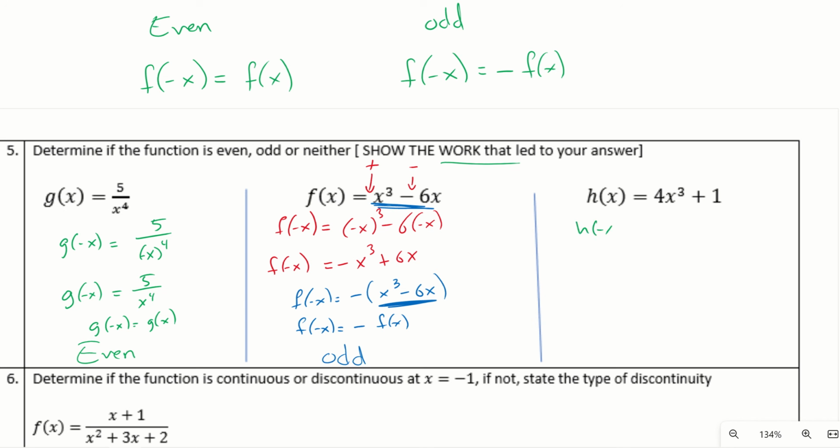Lastly, I have h of negative x, and if I replace or substitute x with negative x, plus 1, I end up with negative 4x cubed plus 1. Now, it kind of looks like it might be like the other one, but if you notice, we started with a positive, and then we're ending up with a negative and a positive, right? So it's either all or nothing. Either they all change signs or they don't. In this case, since only half of them are changing, we can conclude that it is neither.